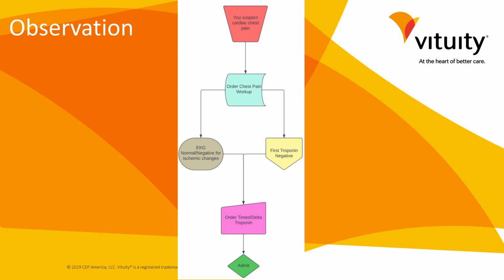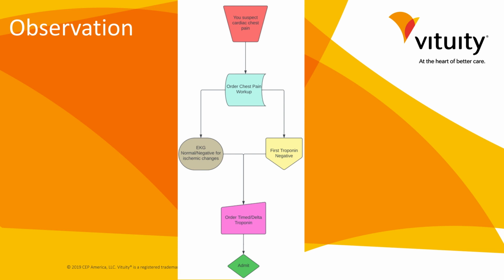You start out with your patient who you suspect has cardiac chest pain, so you order the chest pain workup. For those of you who wonder what a chest pain workup is, I like basic labs, a troponin, chest x-ray, and an EKG. BNP and D-dimer are sometimes added based on the presentation, vital signs, and risk factors of the patient. You then find that the EKG is negative for ischemic changes, and your initial troponin is within normal limits.